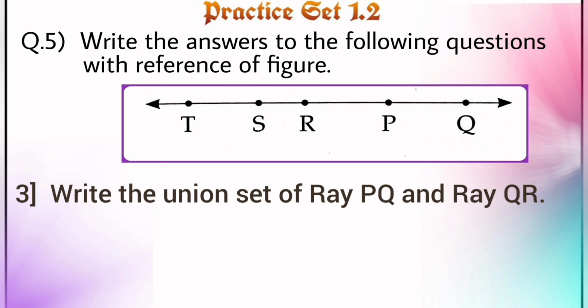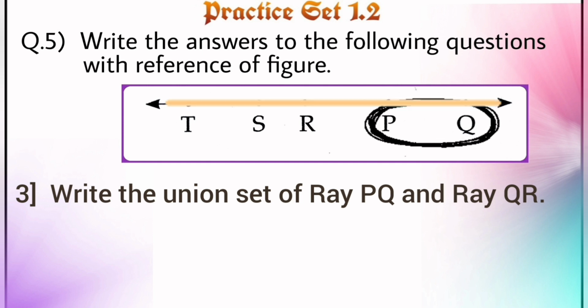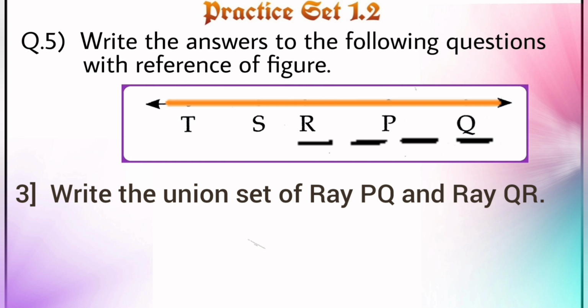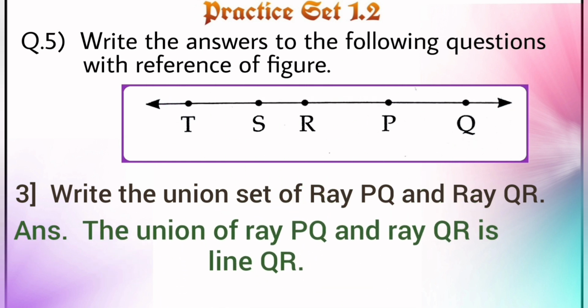So points T and S are part of this ray QR. When we talk about ray PQ, we include two points, P and Q. When we talk about QR, we include points Q, R, S and T. If we talk about both of these rays, then all the points will be included: P and Q in PQ, and R, S, T in ray QR. Therefore the union of ray PQ and ray QR is line QR, because all the points present in this figure together make a line. So the answer to this one is line QR.